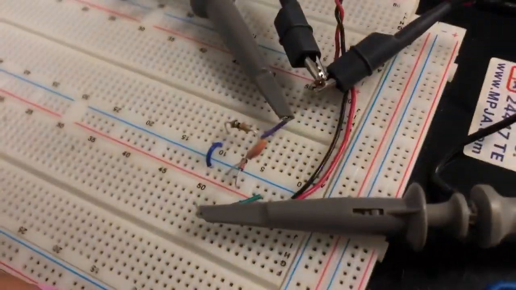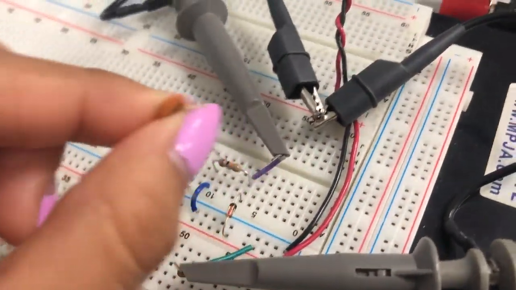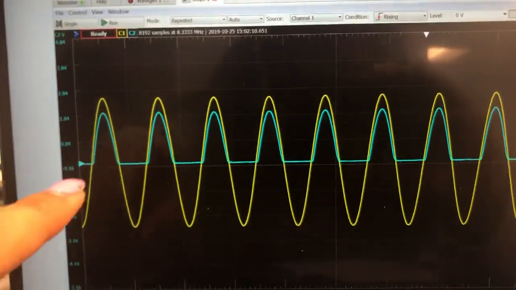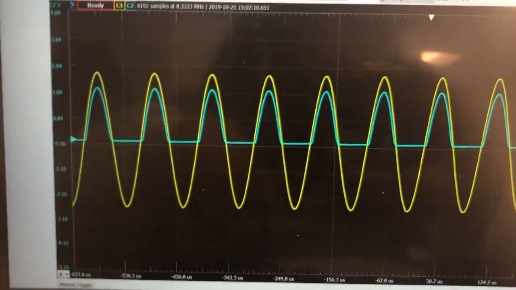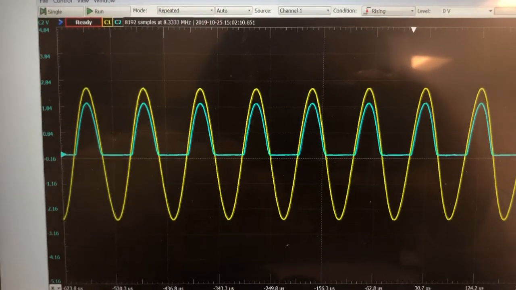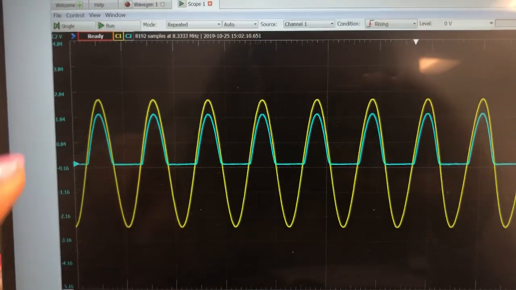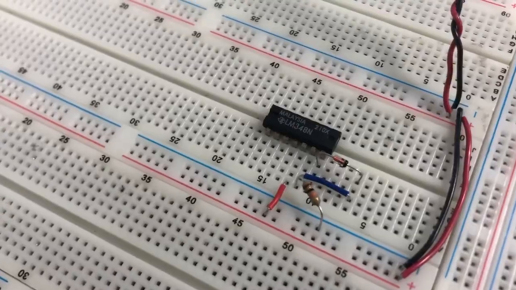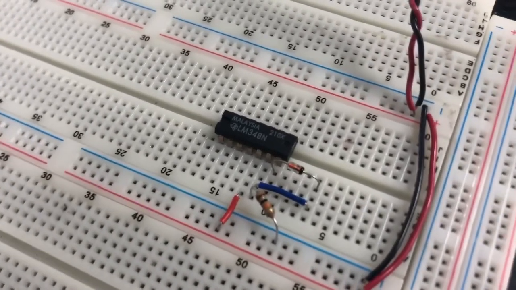But if we remove this capacitor from the circuit, we then see that the charge is no longer held onto because the capacitor is missing, and so we can see that the output follows the same shape. This is the active half-wave rectifier circuit.